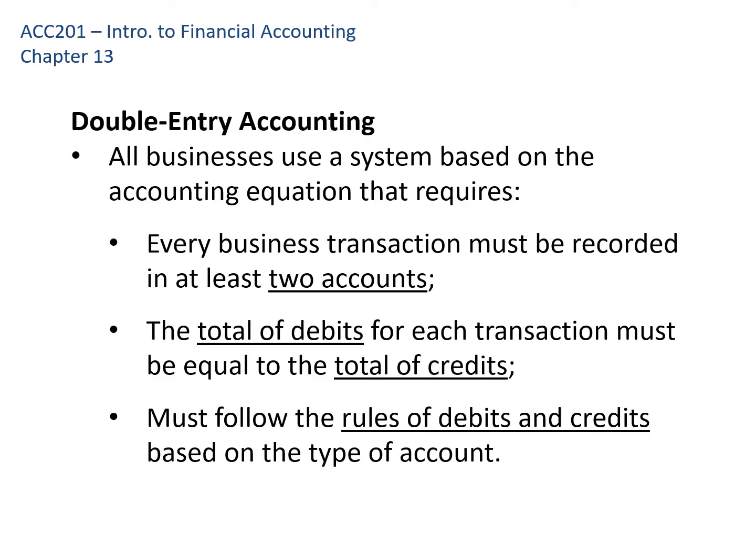So double entry accounting is how we record transactions, and every single transaction in a business, I don't care what it is, is going to impact at least 2 accounts. It could be more, but it's going to be at least 2 accounts. And for every transaction, debits have to equal credits. That is an absolute requirement. That has to happen on every single individual transaction. And then we follow the rules of debits and credits to know how to journalize that entry.